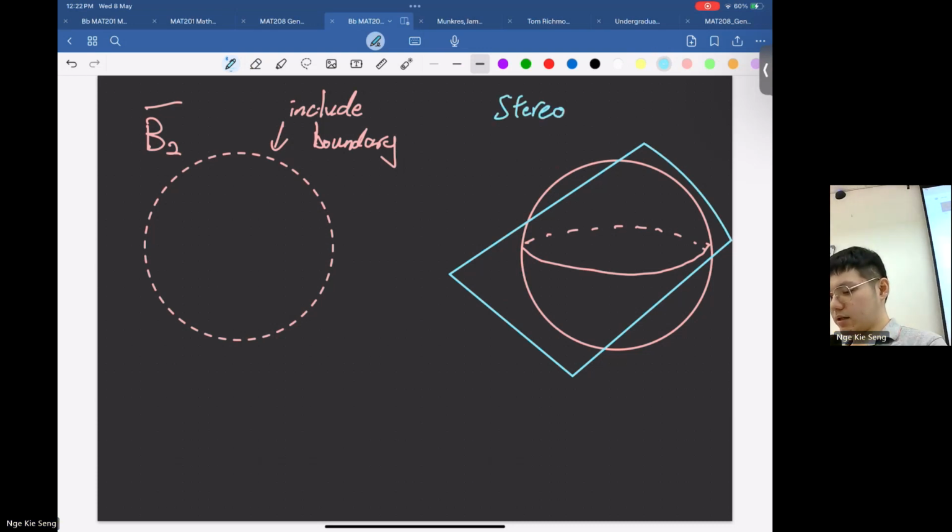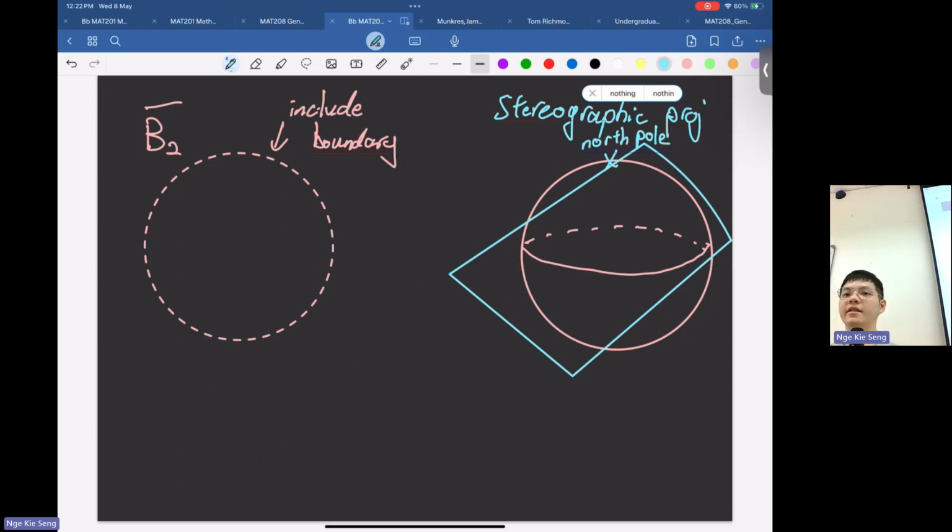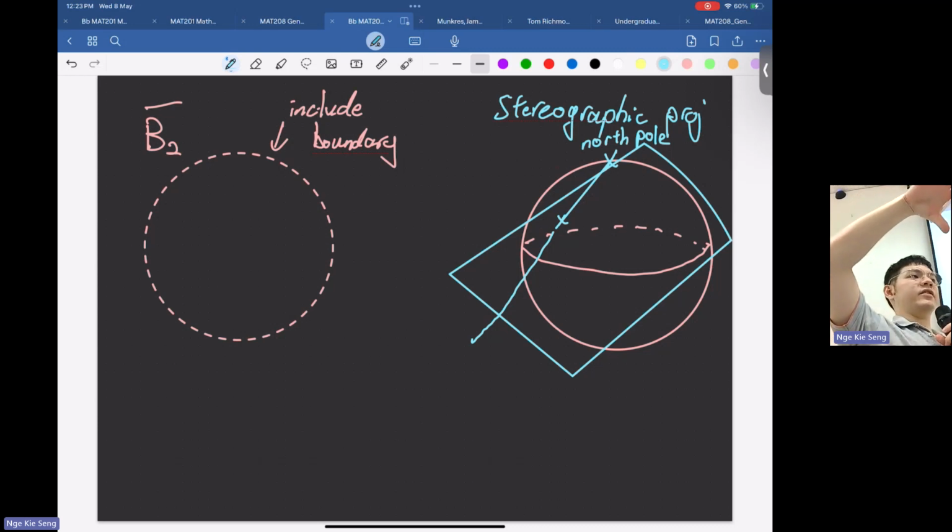Let me write down the word first: stereographic projection. What do we mean by this? You take the north pole, and then you form a straight line with a point on your sphere, and then you extend it forever. You could imagine that this sphere is intersected by the XY plane, so this line will meet the XY plane somehow. Can you imagine?